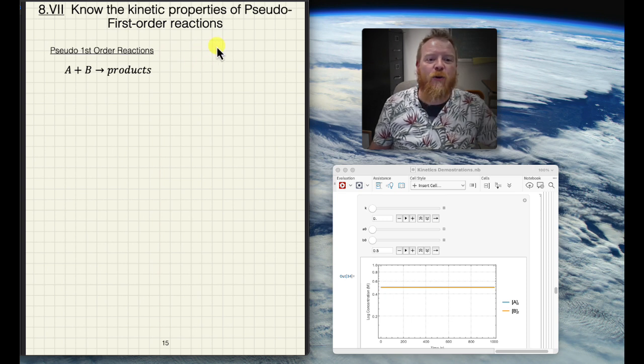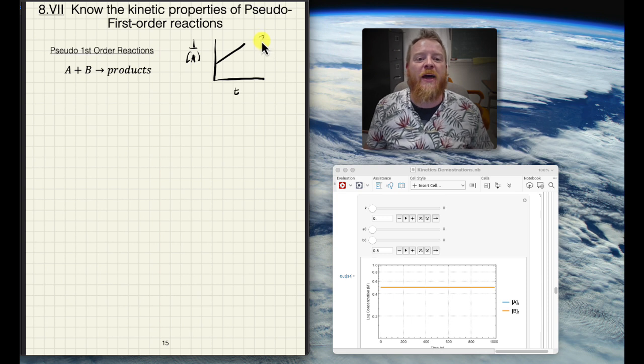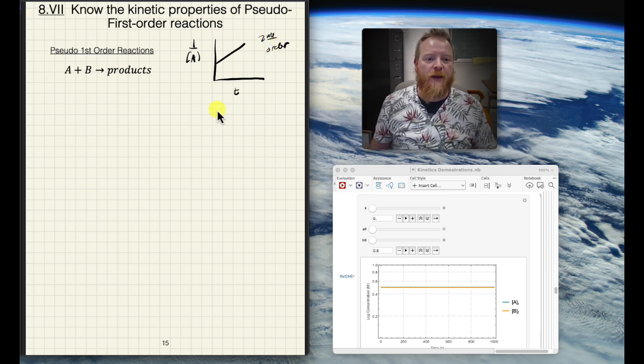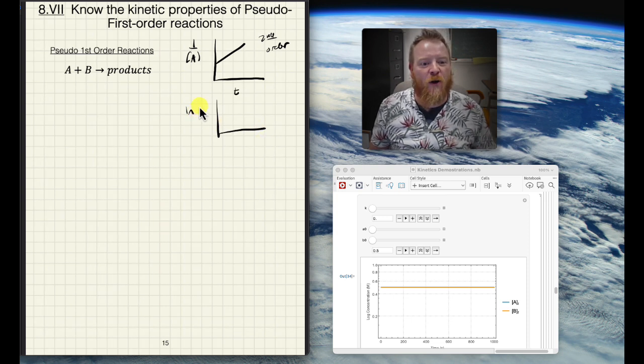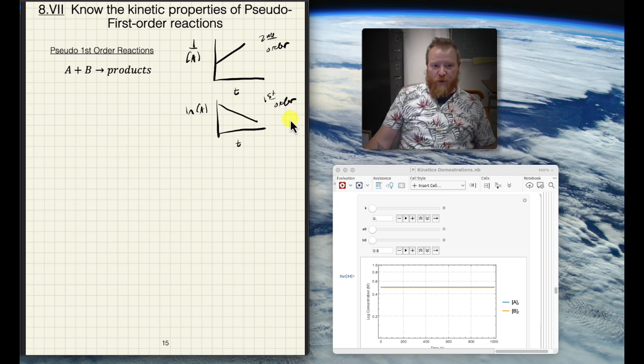When we have a second order reaction, one telltale sign, remember, is that if I look at 1 over concentration versus time, I get a straight line. So that tells me something is second order. If, on the other hand, I look at the natural log of concentration versus time, and I get a negative line that looks like that, that tells me my reaction is first order.